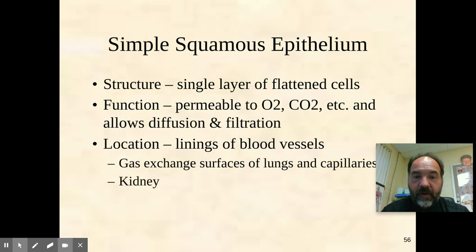Locations for simple squamous would be the linings of the blood vessels, gas exchange surfaces, the alveoli of the lungs and the capillaries, and kidneys. Those are the best places to find simple squamous epithelium.